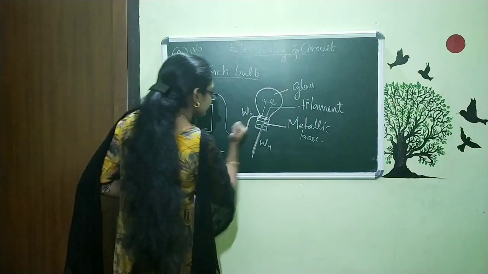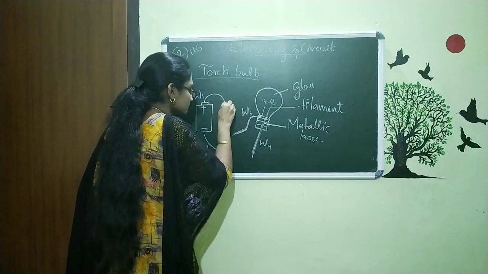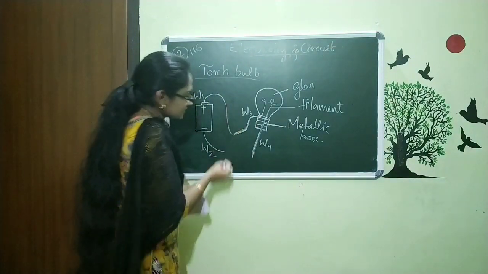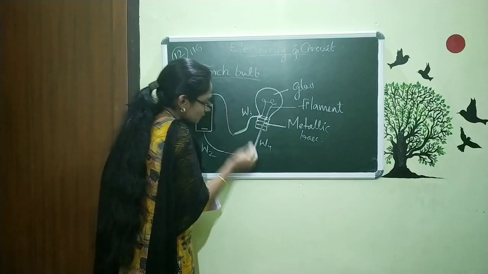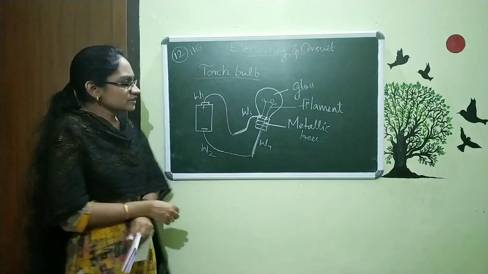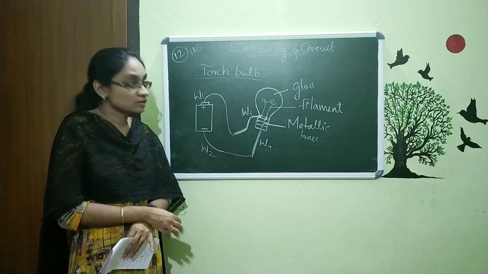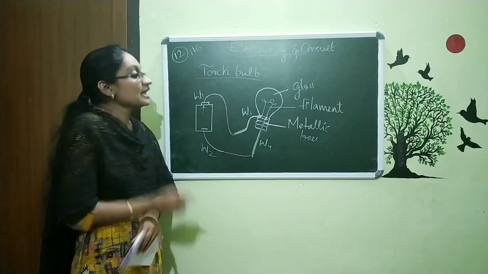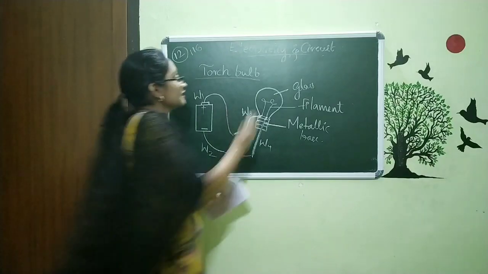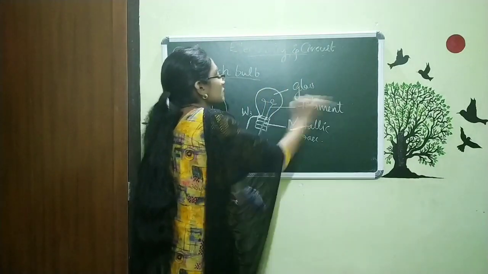And this wire 2 with wire 4, I am just connecting that. Now, what happens to the bulb? Does it glow or will nothing happen? In this case, the bulb will glow.